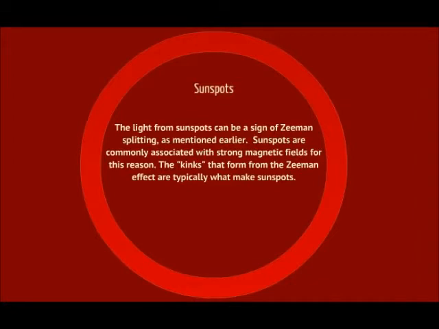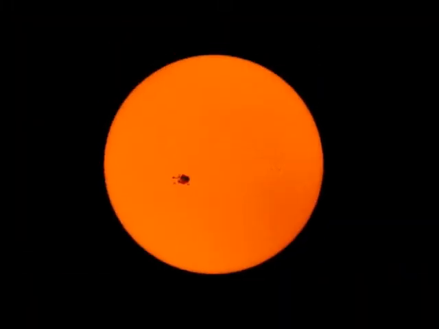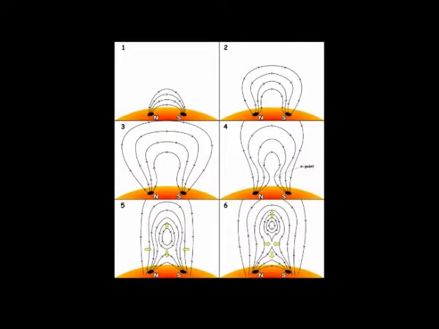Sunspots. The light from sunspots can be a sign of Zeeman splitting, as mentioned earlier. Sunspots are commonly associated with strong magnetic fields for this reason. The kinks that form from the Zeeman effects are typically what make sunspots. This is an example of a sunspot. This illustration depicts how exactly a sunspot would form, showing Zeeman splitting, as you can see through the 6 different pictures shown.